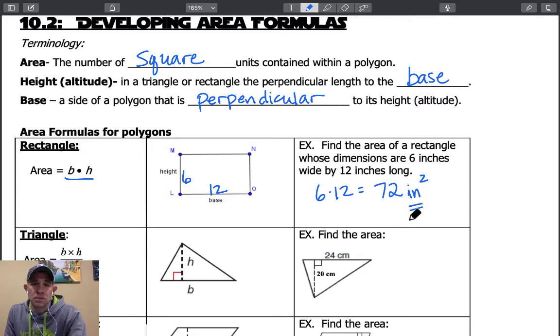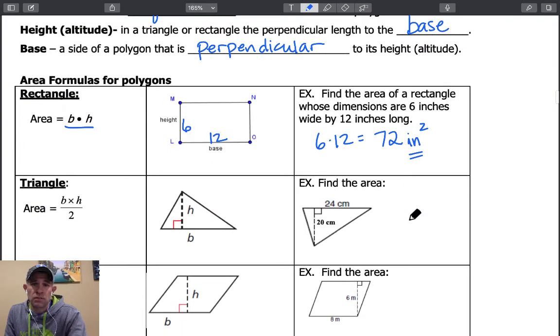Our next example is that of a triangle. Now, for a triangle, we need to know the height of that triangle, which is that perpendicular distance to the base from one of its vertices. So we're going to take the product of the base times the height and divide that in half. Now, this is a formula that's also developed from the area formula for a rectangle.